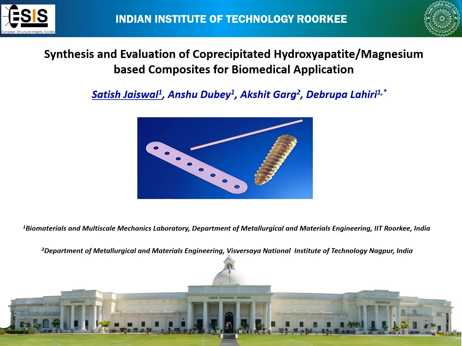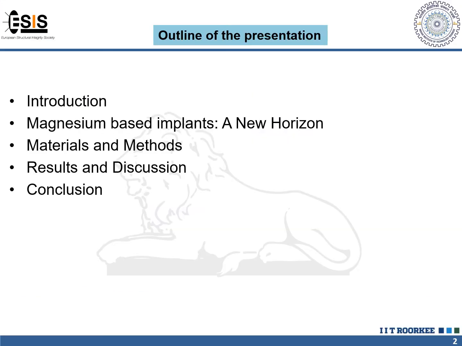For biomedical application specifically, I will be talking about the materials used for fracture fixing accessories like screws, plates and nails. Outline of the presentation: first, I will be dealing with the introduction of the fracture fixing accessories, and I'll talk about the current metallic implants available for load bearing applications. After that, I will be telling about the magnesium based implants, followed by the materials and methods, next results and discussion, and at the last conclusions.